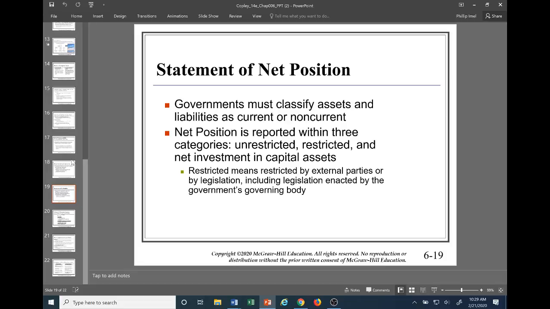That's all it is. Net position is reported within three categories: unrestricted, restricted, and net investment in capital assets. And in this case, restricted means restricted by external parties or by legislation, including legislation enacted by the government's governing body. What's the formula to get net investment in capital assets?